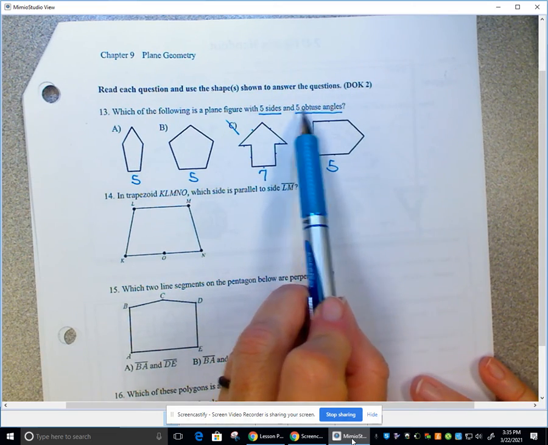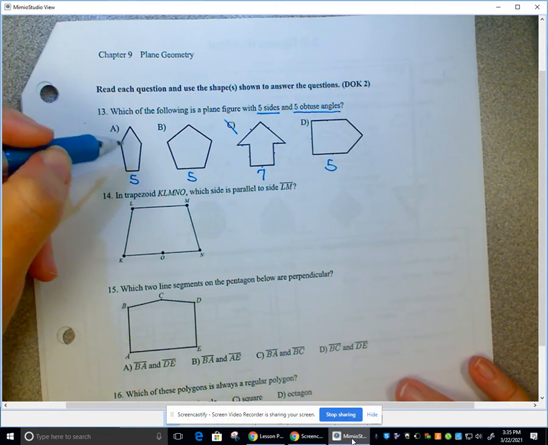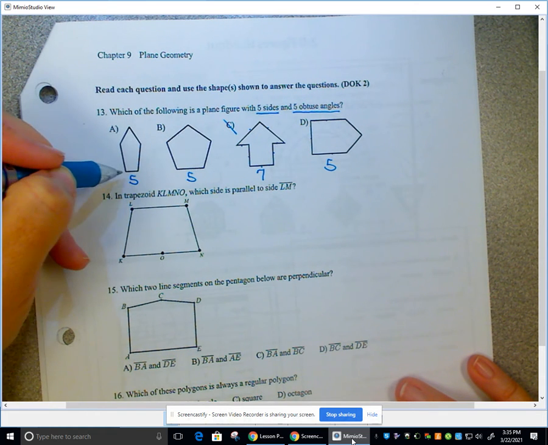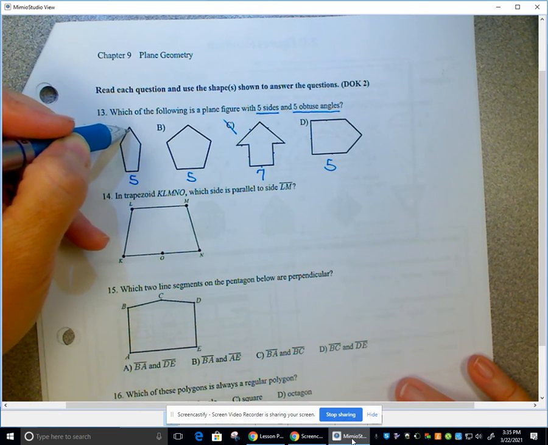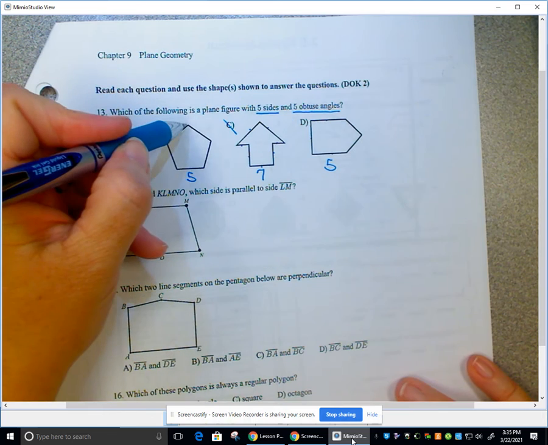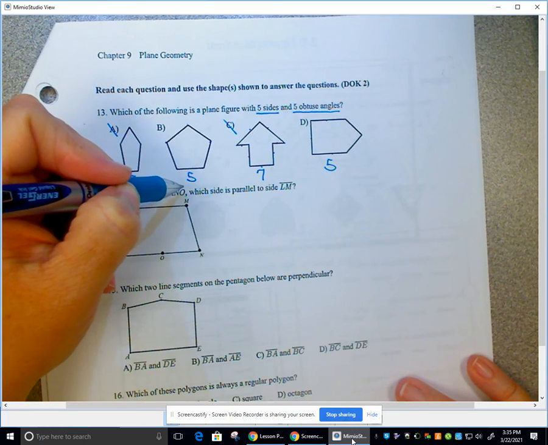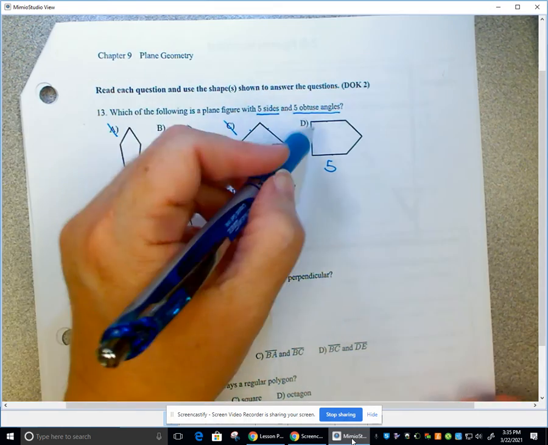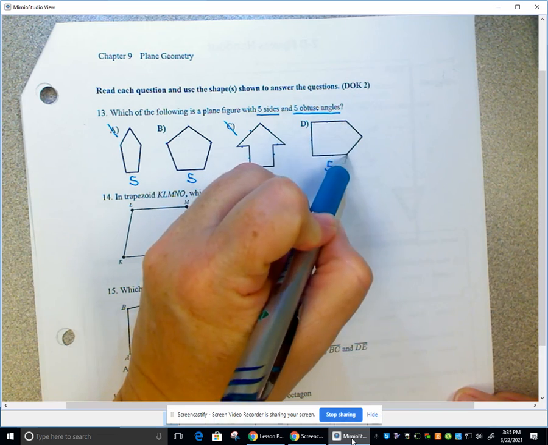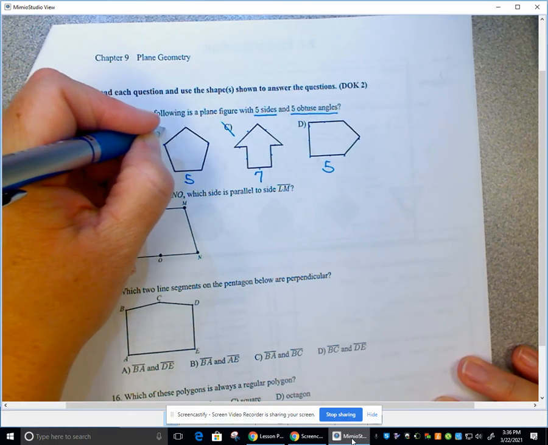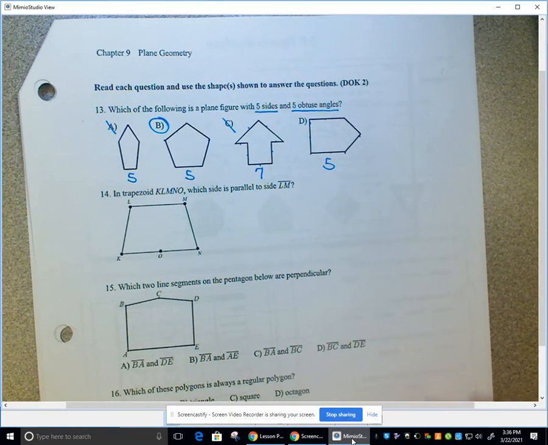Now we need it to have 5 obtuse angles. Let's see. Obtuse, obtuse. That would be obtuse. They almost look like right angles, but they bow out just a little bit. But this is acute, so it can't be that. Obtuse, obtuse, obtuse, obtuse, obtuse. This might be it. Let's not get cocky, though. Look at D. Obtuse, obtuse. That's acute. And these are right angles. So the one that I want is B. It's 5 angles, and all of them are obtuse.